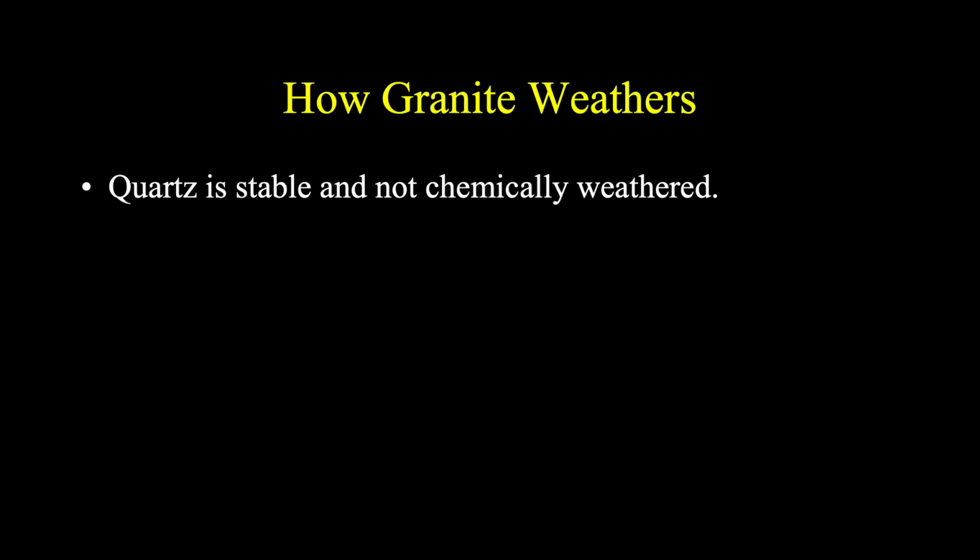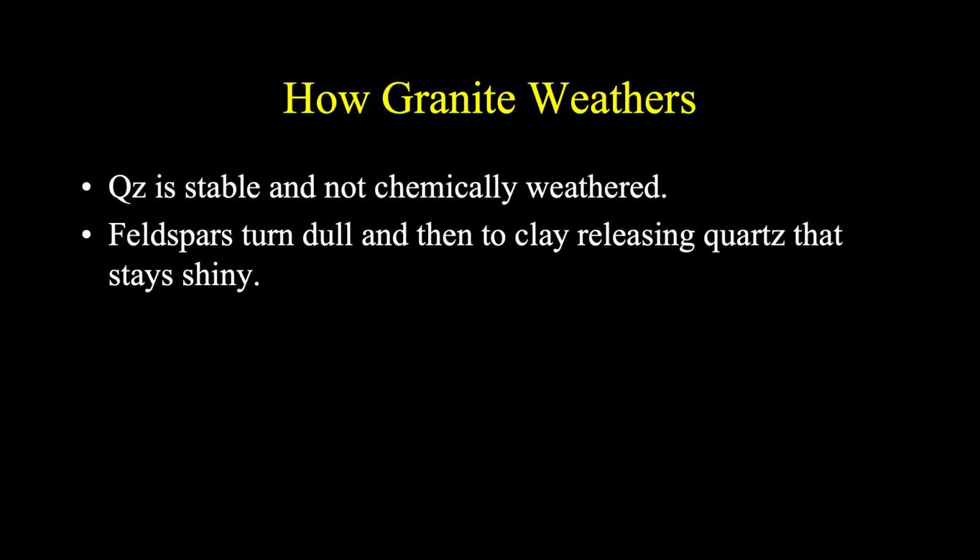Quartz is one of the most stable minerals there is. As I've mentioned before, quartz is one of the few major minerals that is potentially stable in all three of the major rock-forming environments. We find it as a stable mineral in igneous, sedimentary, and metamorphic rocks. So the result of the chemical weathering of a granite with respect to the quartz is that it is typically released into the environment as sand grains. The feldspars turn dull and then to clay, releasing the quartz, which tends to stay shiny.